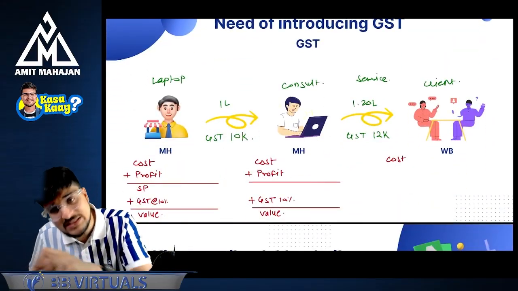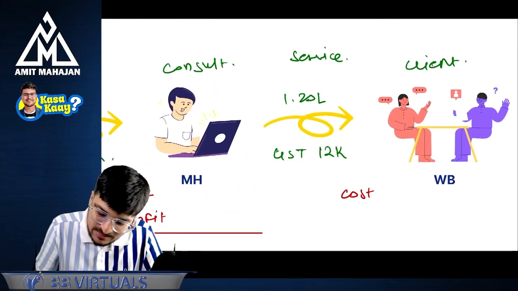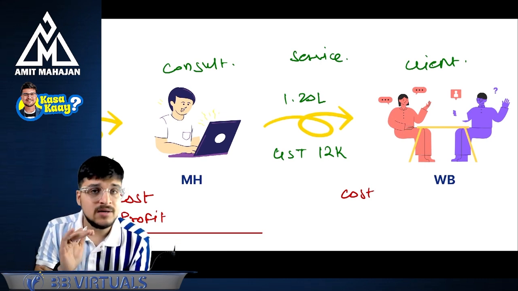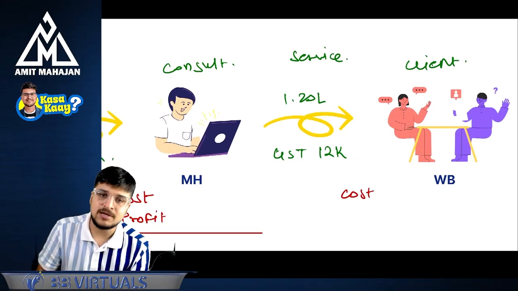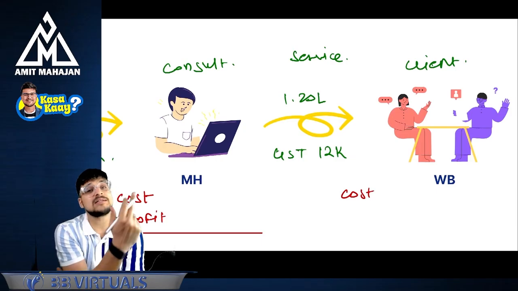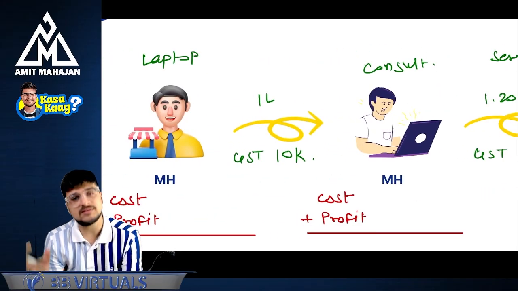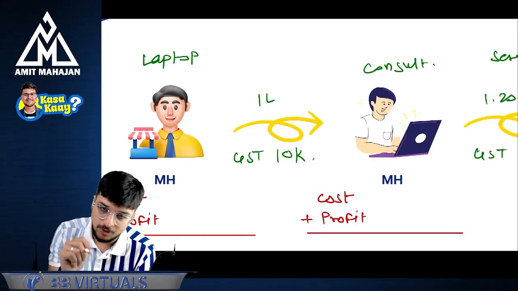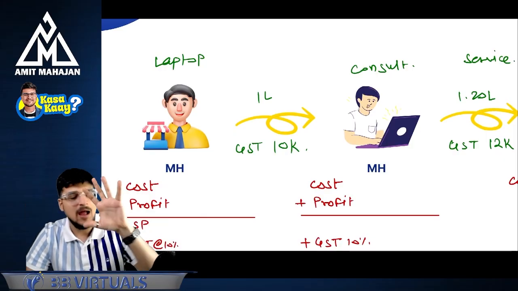Now I will tell you, when GST is introduced, what will be the answer? See, when GST is introduced, same situation. The client is asking for the service from the consultant. The client is from West Bengal and the consultant is from Maharashtra. Okay. The Maharashtra guy is providing a service of 1,20,000, where GST of 12,000 rupees was charged. Okay, so GST on outward supply is 12%, 12,000 rupees. Okay. For providing the service, the consultant bought a laptop for 1 lakh rupees, where he paid GST of 10,000 rupees.